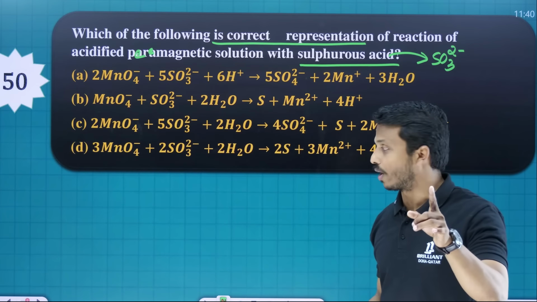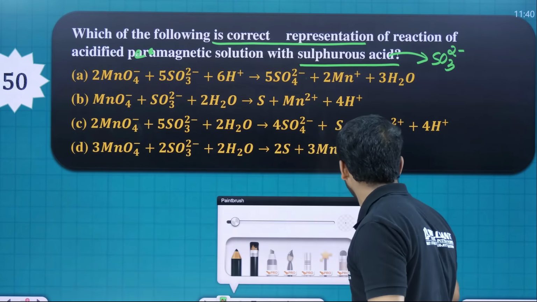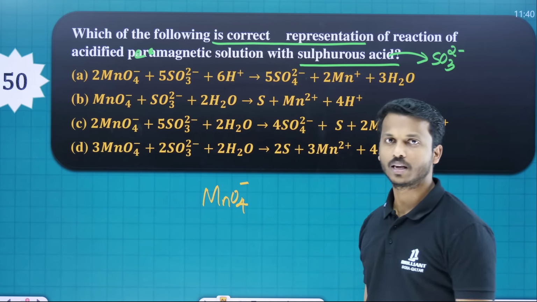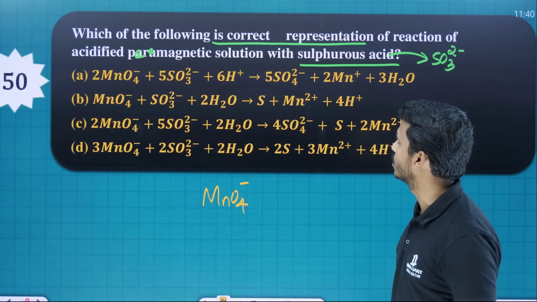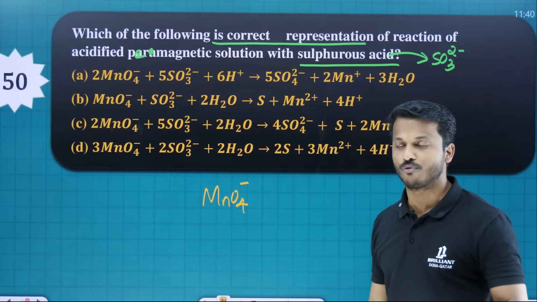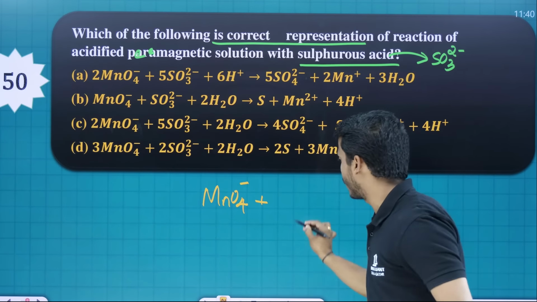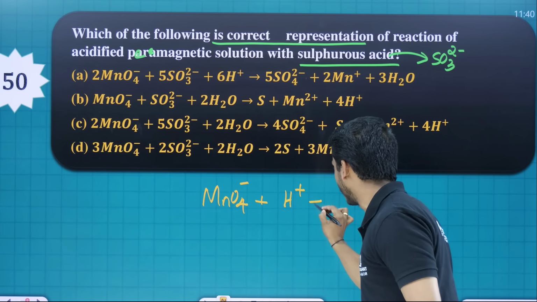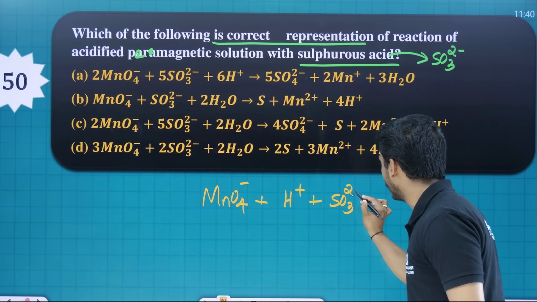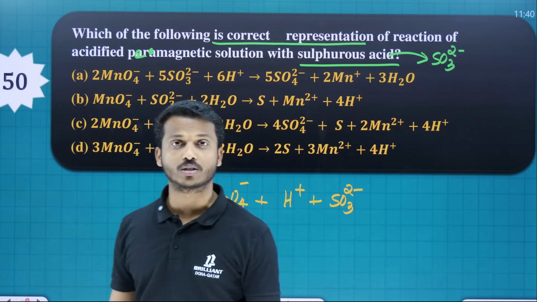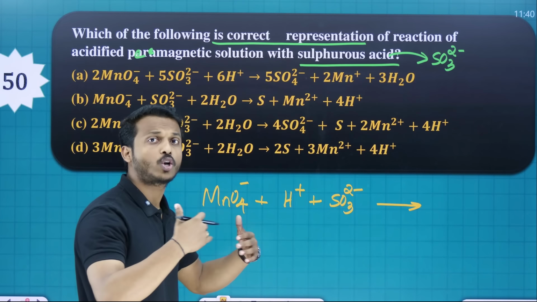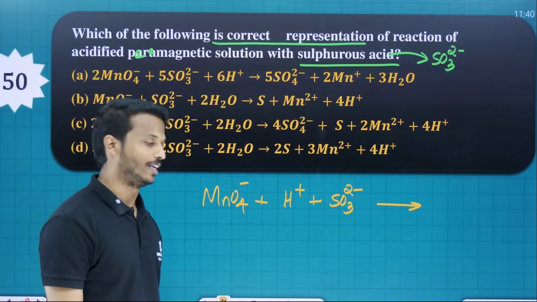KMnO4, how is the ion existing? We will write MnO4 minus. KMnO4 gives MnO4 minus, permanganate, right? Acidic medium, so what will be there? H plus. Sulfurous acid will be written as SO3 2 minus. SO3 2 minus is called sulfurous acid or sulfite. And you should have an idea what changes are going to happen for each thing.